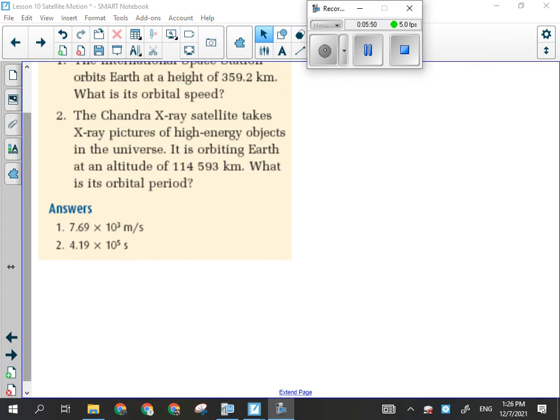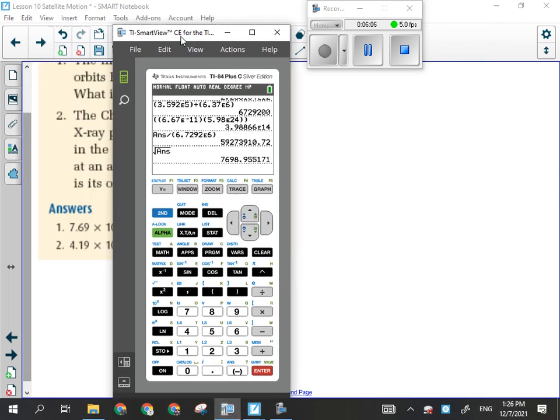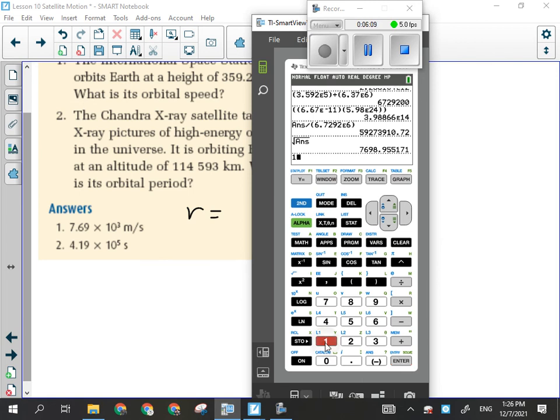Okay, so again, this X-ray satellite is orbiting the Earth at an altitude of 114,593 kilometers. So what I want to first do is get my actual radius. I'll take that number, 114,593 with 3 more zeros, and add that to the actual radius of the Earth, 6.37 times 10 to the 6. And we've got our actual radius there, 1.2 times 10 to the 8.